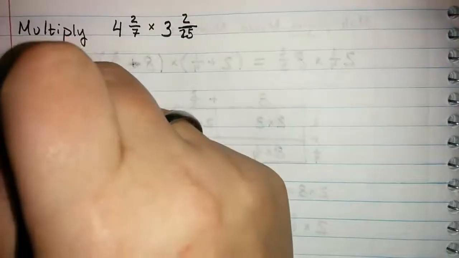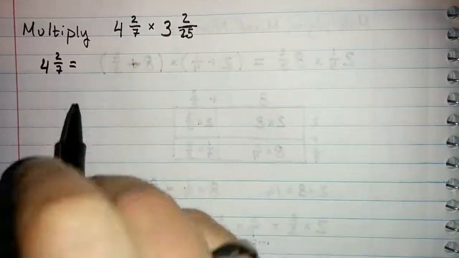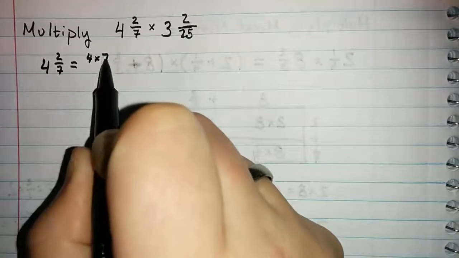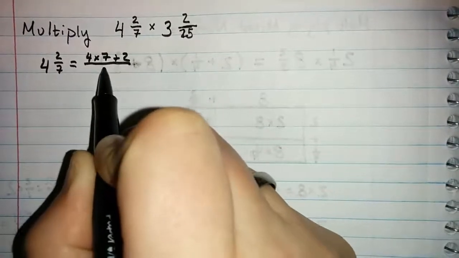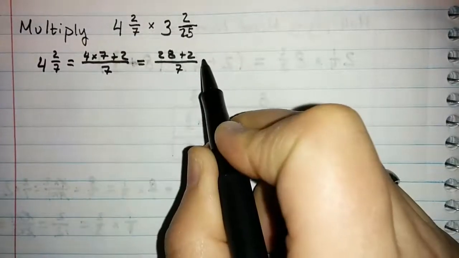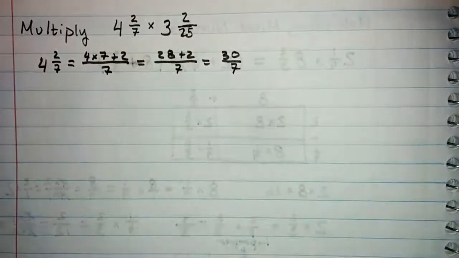All right, so 4 2/7. That will be 4 whole things, which is 4 times 7 sevenths, plus the 2/7 I started with. 4 times 7 is 28. 4 2/7 is 30 sevenths.